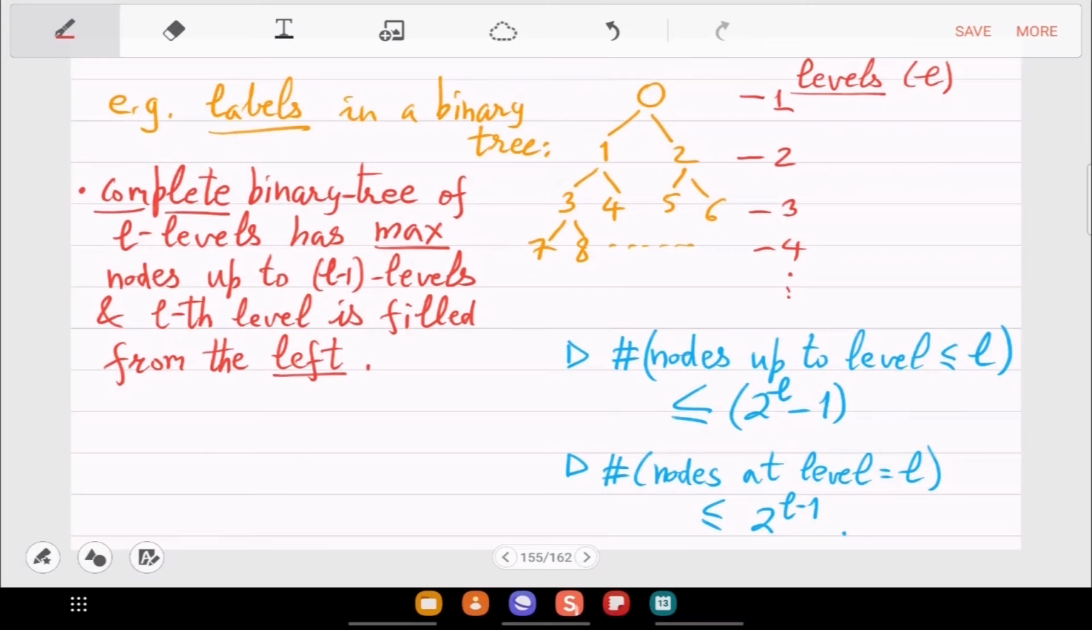Okay, so this is what is happening. So this is a level 4 complete binary tree, because up to 3 it is maximum. And at level 4, some things may be missing, but whatever is present, it is filled from the left side. Okay, so 7, 8, and then 9 onwards, everything may be missing.